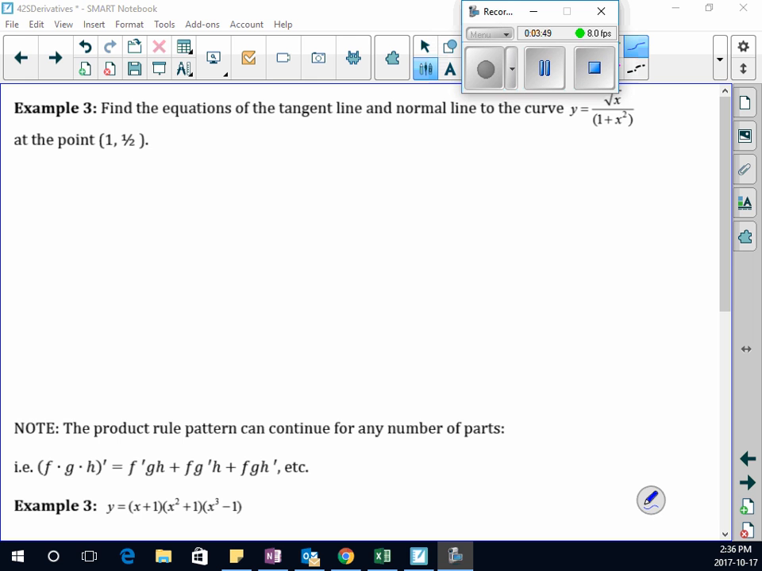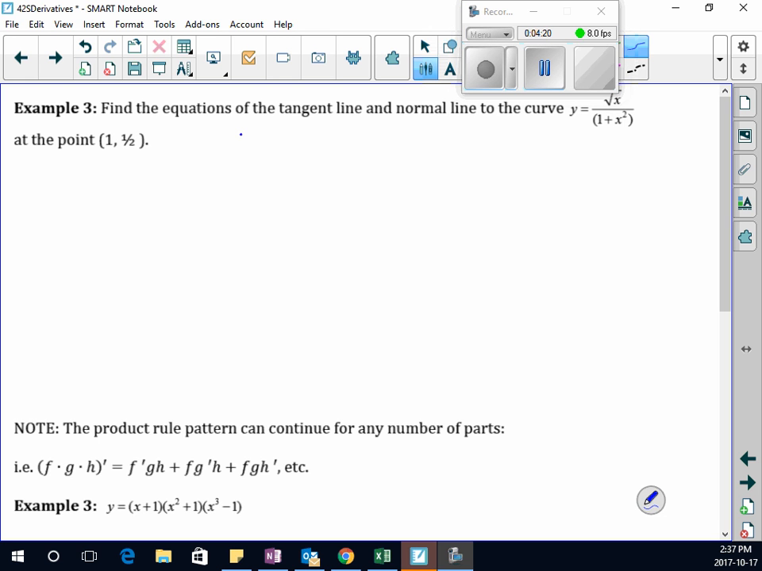Okay, so now we're going to actually solve some questions involving this. It says find the equations of the tangent line and the normal line to the curve y equals the root of x over 1 plus x squared at the point (1, 1/2). So in order to find the equation of the tangent line, we need the slope. We already have the point, (1, 1/2). We need to know what the slope is. So how do we find the slope? We find the derivative. Then we sub in to get what the slope is, right?